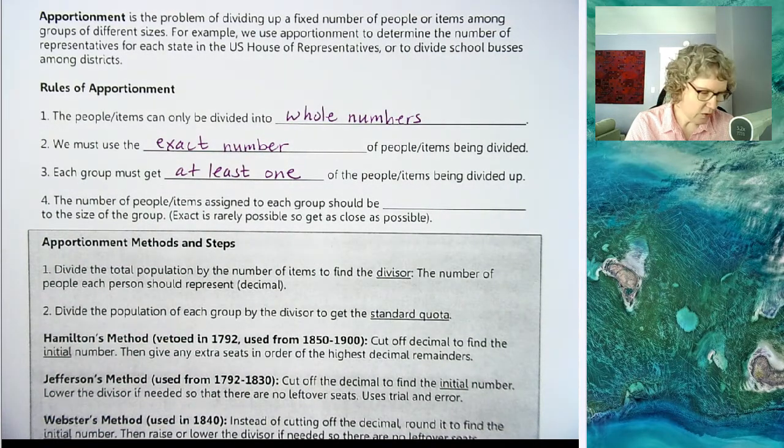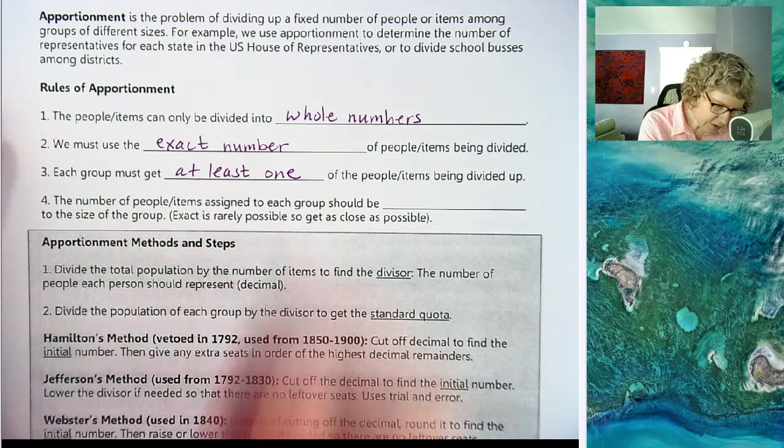And the last rule is, I think it's intuitive, but we'll talk about it. The number of people or items assigned to each group should be proportional to the size of the group. So let me write that down and we'll talk about it.